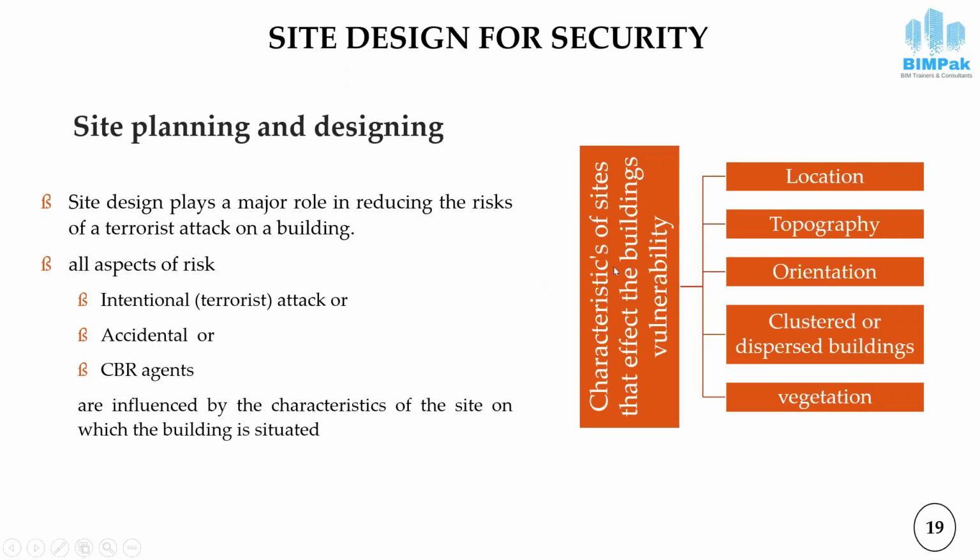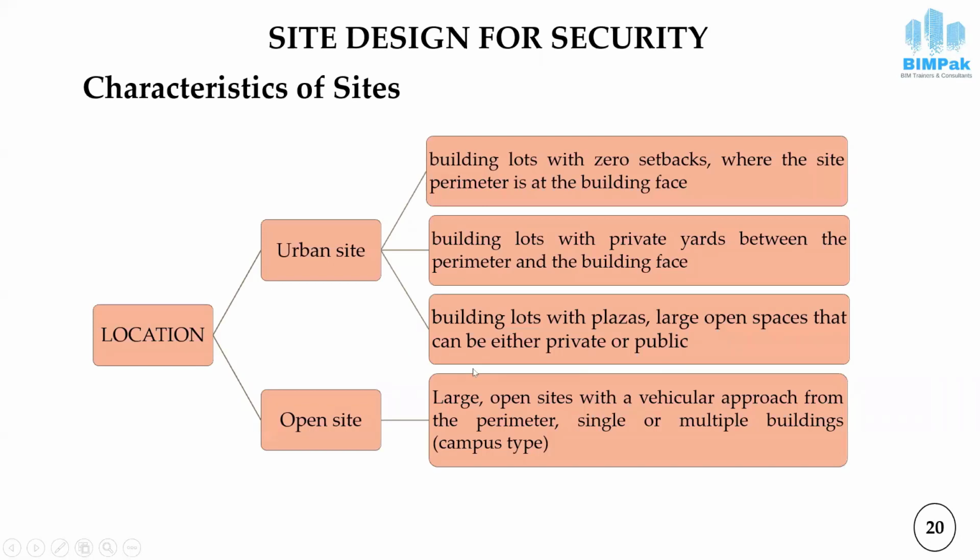So some of the characteristics of the site which will affect the vulnerability of the target are location of the building, topography of the building, orientation, cluster or dispersed building, and largely the vegetation. So location can further be divided into two categories, urban site and open site.